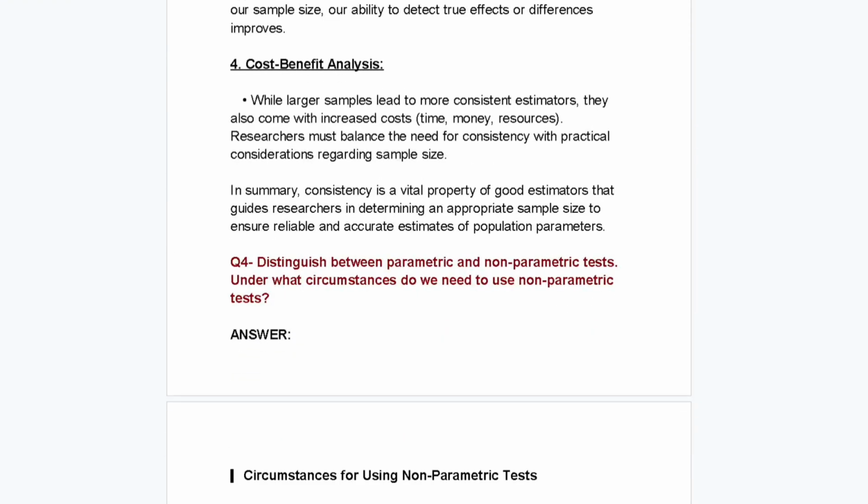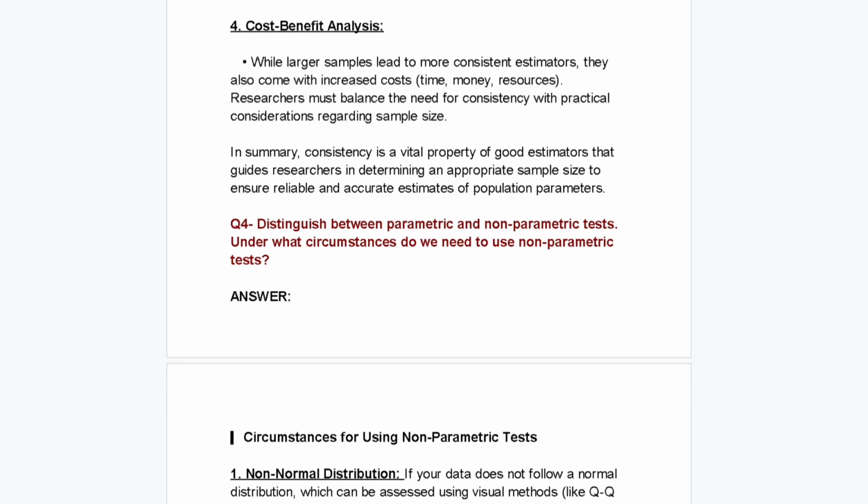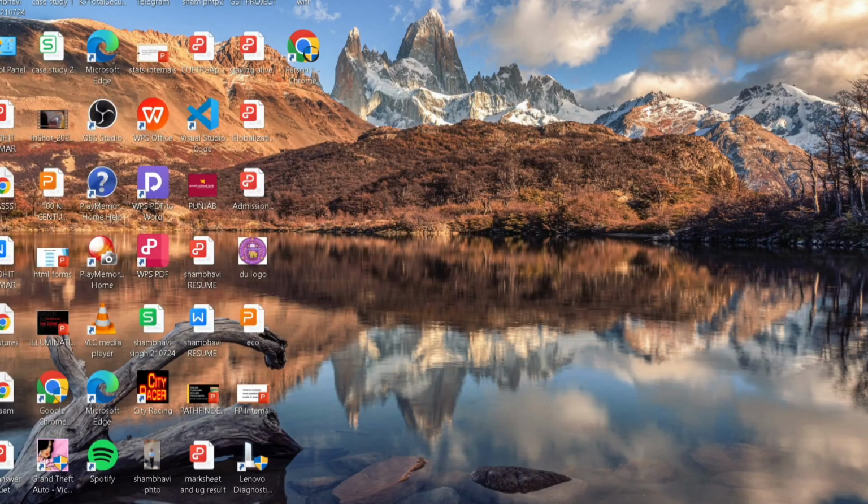Moving to the next question: distinguish between parametric and non-parametric tests, and under what circumstances do we need to use non-parametric tests. The first part of this question is also covered in an earlier video. So we're going to do the second part, that is, the circumstances for using non-parametric tests.